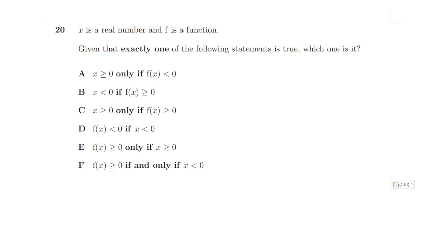Okay, so let's start from the first one then. Assume that A is true. Good, assume that A is true. Okay, so then let's look at B. Is B true? Well, A and B are actually contrapositives, right? So how do we find contrapositives?